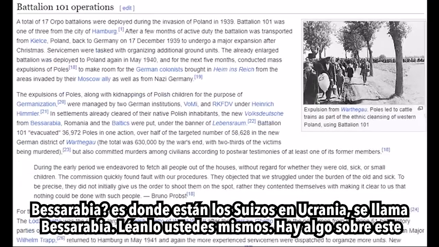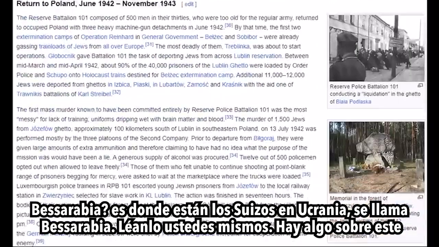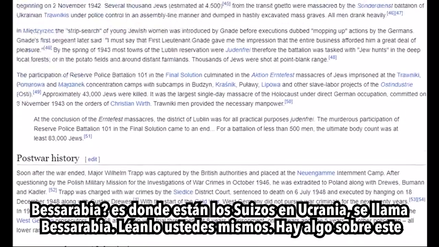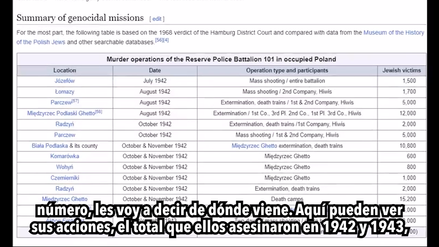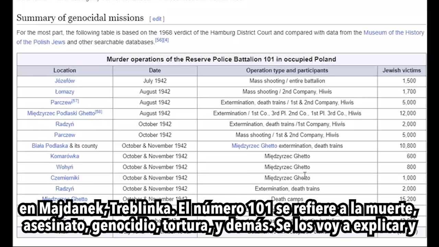And well, you read it yourself. And there's something about this number, and I'm going to tell you where it's from. So here you can see about their actions. The total they murdered from 42 to 43, the 101 battalion, almost 100,000 people, and probably 100,000 people. They were in death camps, Majdanek, Treblinka.